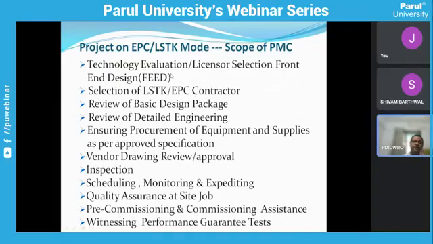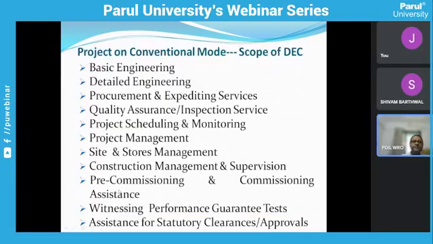Because if you are part of the industry, a contractor, that means if you are a process engineer, part of an LSTK contractor, then your scope is similar to this.